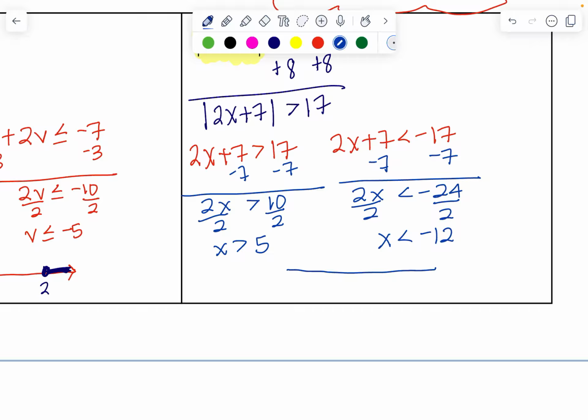So graphing these, again, it's an or, so they should be going in opposite directions. Let's make sure we did it right. We have a -12 and a 5. They're both open circles. Less than -12, greater than 5. Oh, good, they are going in opposite directions.